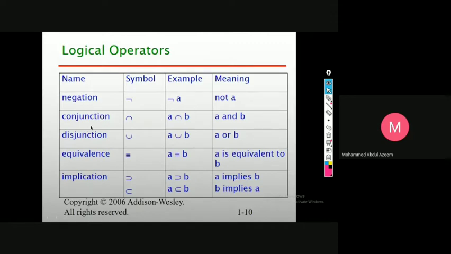And conjunction symbol you can see here, A conjunction B, or you can pronounce it as A and B. Disjunction symbol, A disjunction B, or you can pronounce it as A or B. Equivalence symbol, A is equivalent to B. Implication, right? You can pronounce it as A implies B, and this symbol you can pronounce as B implies A.